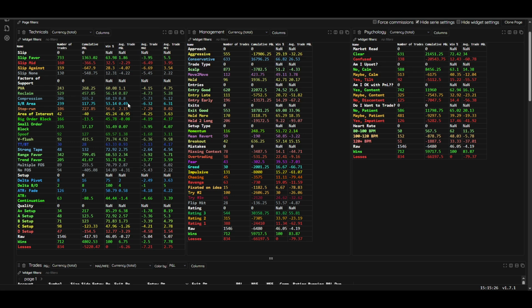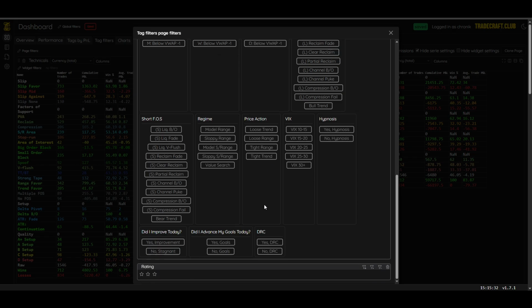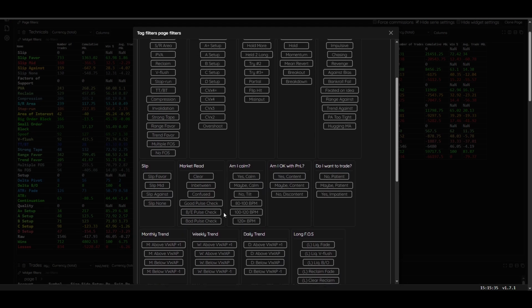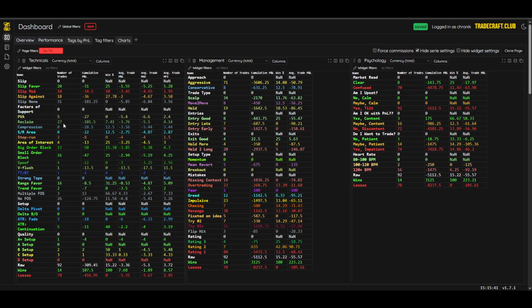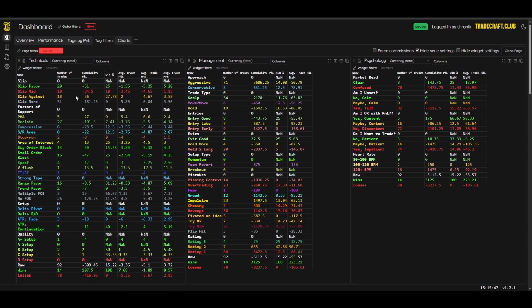Okay, so how would I do that? All you need to do is a widget filter and just put one of those on at a time, one psychological tag at a time, and then see which one has the biggest sample size. So look, I'll go to page filter. Let's start with tilted. Right off the bat, the biggest sample size is slip none. If I'm on tilt, I'm taking a lot of slip none, and it's very negative expectancy.